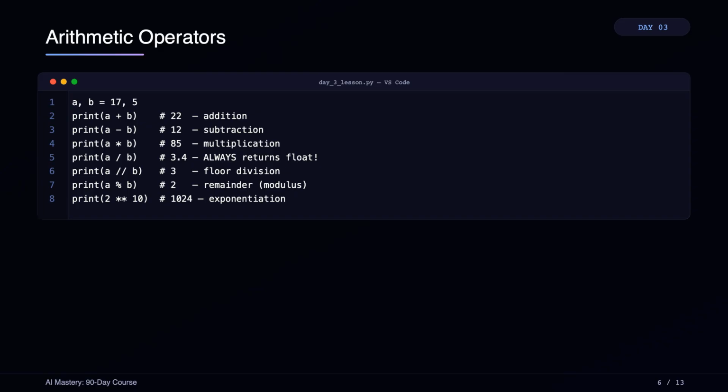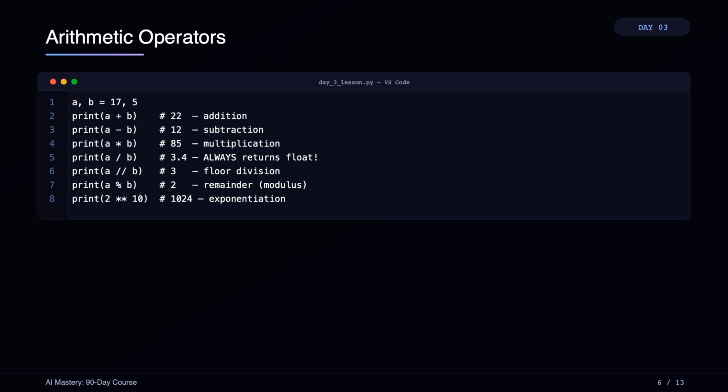Finally, the double asterisk is the exponentiation operator. It raises a number to a power. 2 to the power of 10 is 1024, which you might recognize as the number of bytes in a kilobyte. The modulus operator is one of the most practically useful operators in all of programming, and I want to give it the attention it deserves.